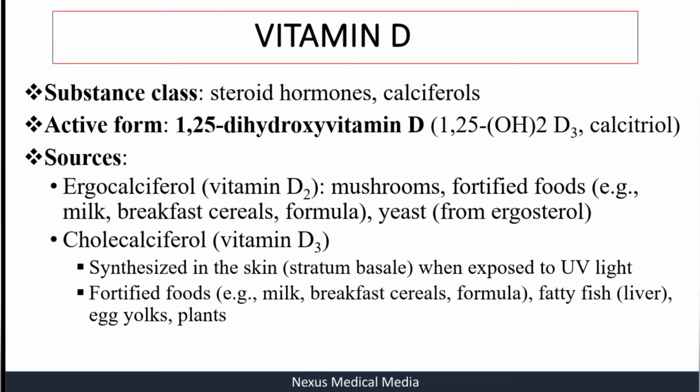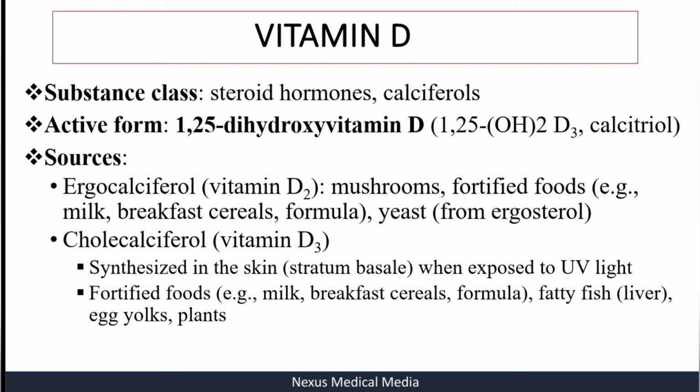In this video, we are going to talk about another fat-soluble vitamin called vitamin D. Vitamin D is actually a steroid hormone. It's in the calciferol class. The active form of vitamin D is 1,25-dihydroxyvitamin D, also known as calcitriol.